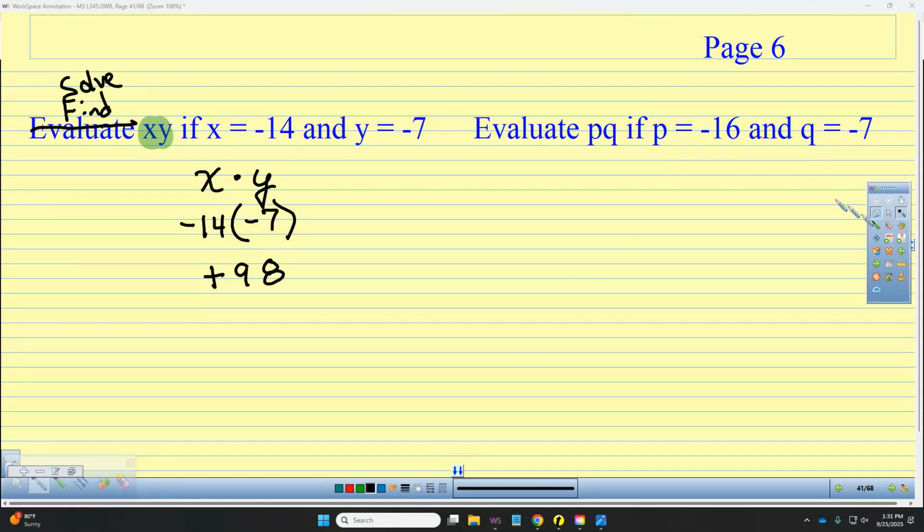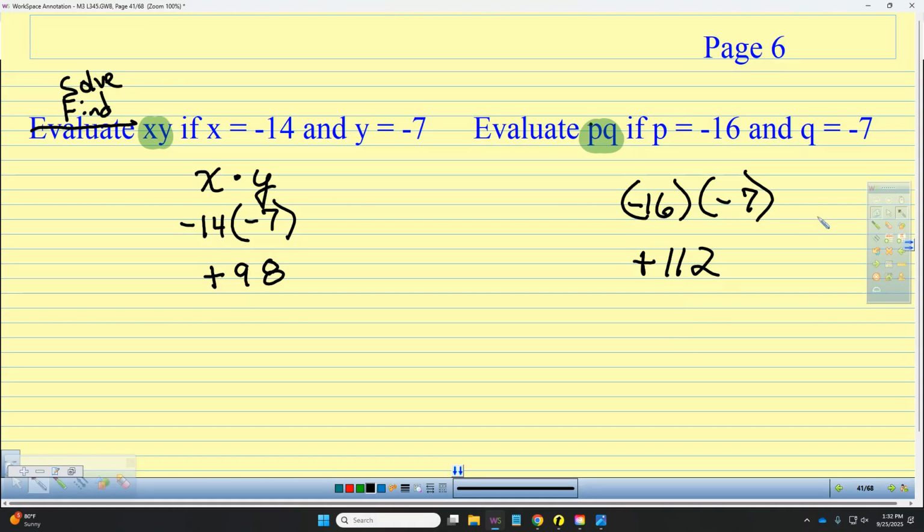Again, letters next to letters or variables next to variables means multiplication, so I have negative 16 times negative 7. A negative times a negative is a positive, and 16 times 7 is 112. Again, you can use your multiplication chart to help you out.